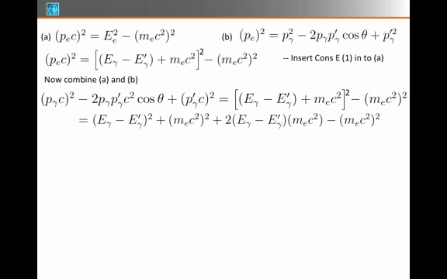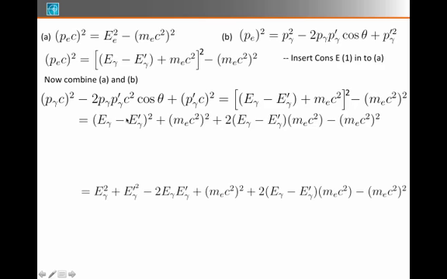Squaring out the right-hand side of this expression, we have the difference in photon energy squared plus the electron mass squared plus 2 times the difference of energies times the mass times c squared, minus then the term with the mass squared. And we'll need to square this out one more time. We'll need to square out the first term in parenthesis here.